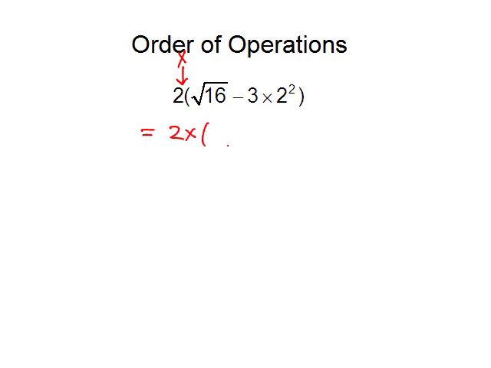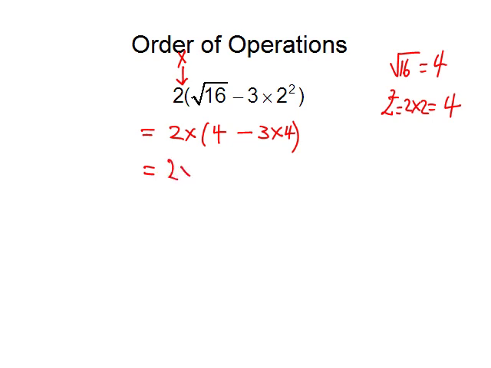Now inside the brackets we need to sort things out, and we need to do the square roots and the squares first. So the square root of 16 is 4, subtract 3 times 2 squared, which is 4. Now just a little reminder, because this hasn't been taught formally in a module, the square root of 16 is 4, and the reason for that is because 4 times 4 gives 16, and 2 squared is equal to 2 times 2. 2 is being multiplied by itself twice, and that's also 4.